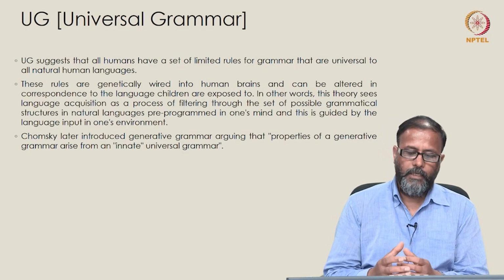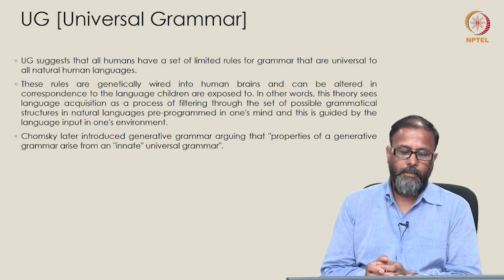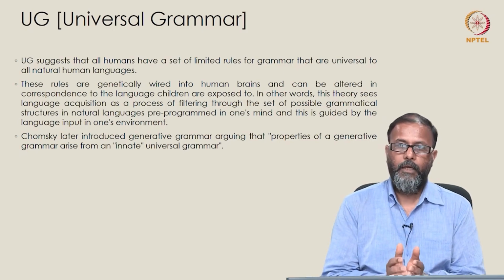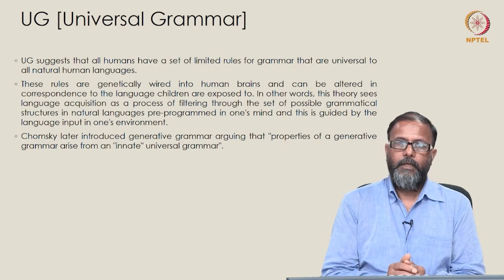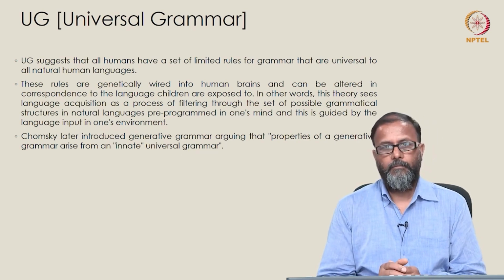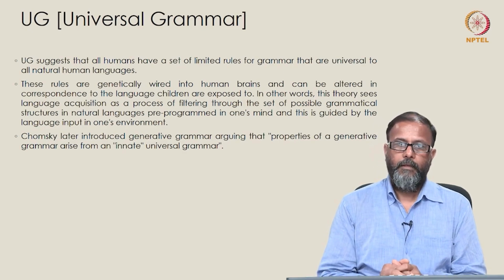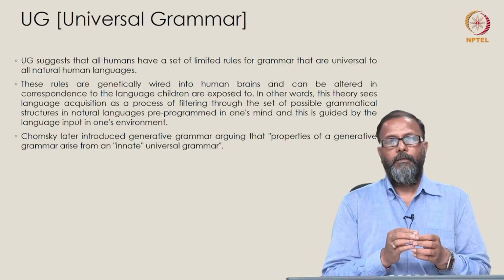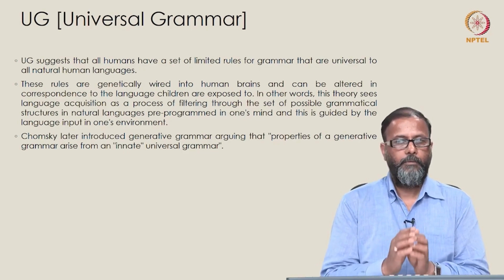So, he says that these rules are genetically wired into human brains and can be altered in correspondence to the language children are exposed to, and exactly this is what explains why a child born to Tamil parents, raised by Punjabi speaking parents, will pick up Punjabi as mother tongue. So, in that sense, language is not genetically inherited. What is important? This innate capability, underlying rules, and the trigger which is available in the environment. So, environment becomes important. There is no doubt about it, Chomsky does not deny it.